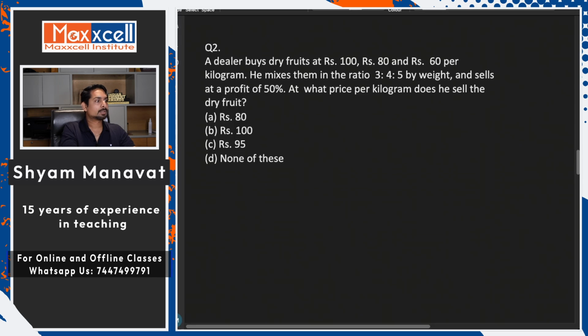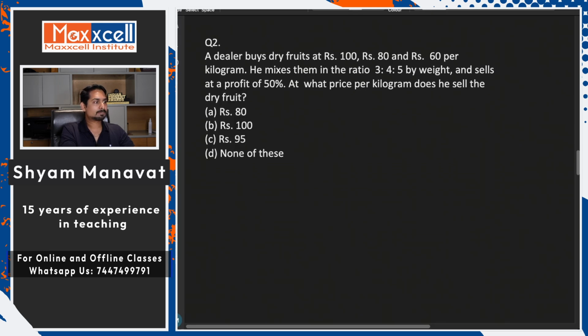Okay, so the question is: a dealer buys dry fruits at rupees 100, 80 and 60 per kg. He mixed them in the ratio 3, 4, 5 and then sold with a profit of 50%. At what price per kg does he sell the dry fruit? That means, the mixture he is selling at what price?